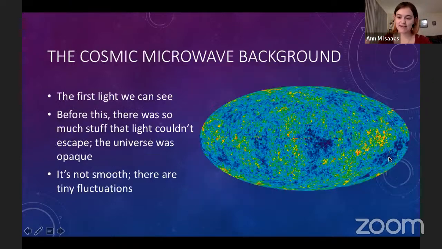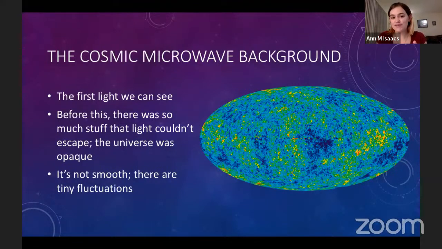So the cosmic microwave background is the first light we can see. Before this, essentially, the universe was too dense to see through because everything in the universe, so all of the galaxies and stars and matter we see, was made all at once. So before the universe was a certain size, it was all squeezed in so tight that no light could get through it. So we consider the universe to be opaque before that point. But finally, the universe got big enough that some light could get out, and it is the cosmic microwave background. It's the first light we can see.